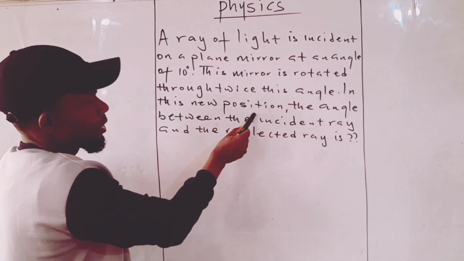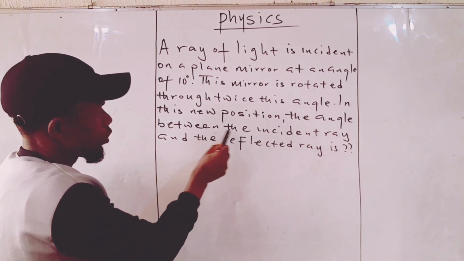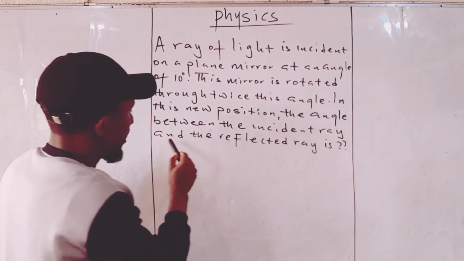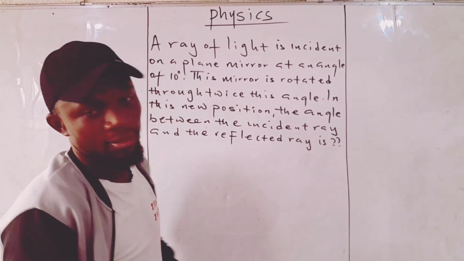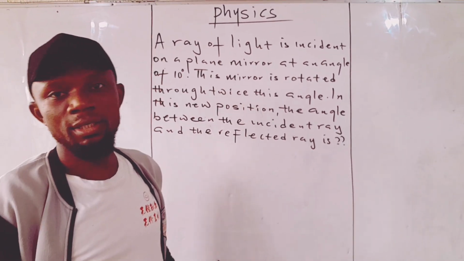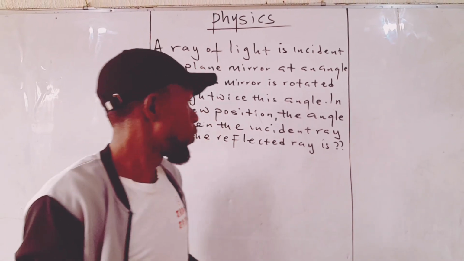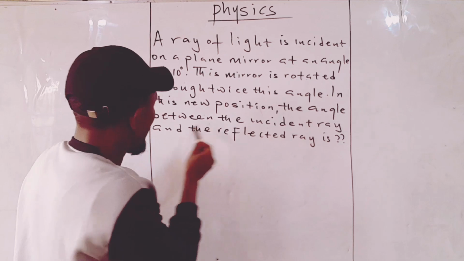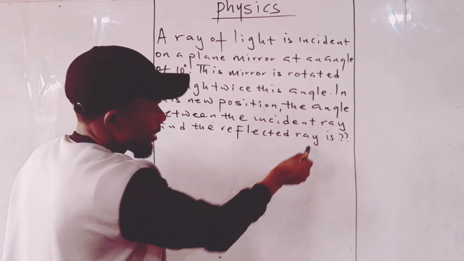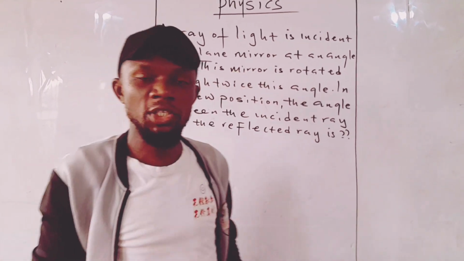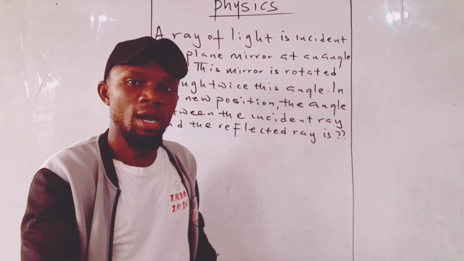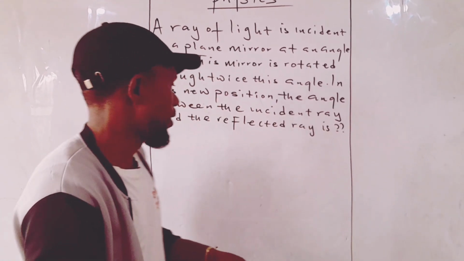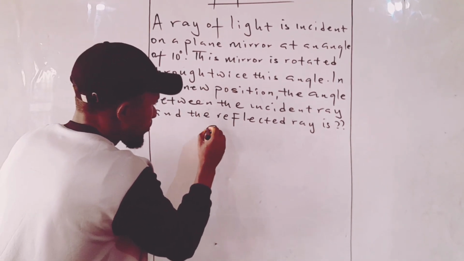In this new position, the angle between the incident ray and the reflected ray is, so like I've said earlier, it is under mirror rotation. So we're asked to find the angle between the incident ray and the reflected ray in the new position. It simply means when the mirror has been rotated. So, solution.